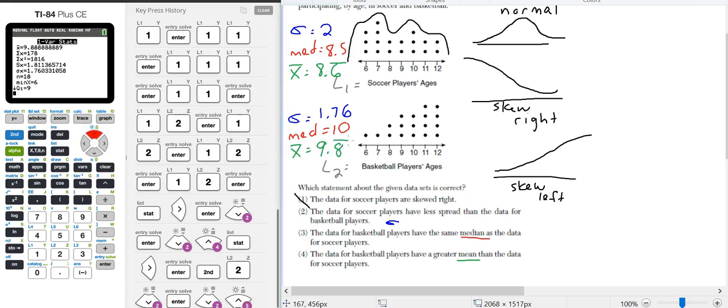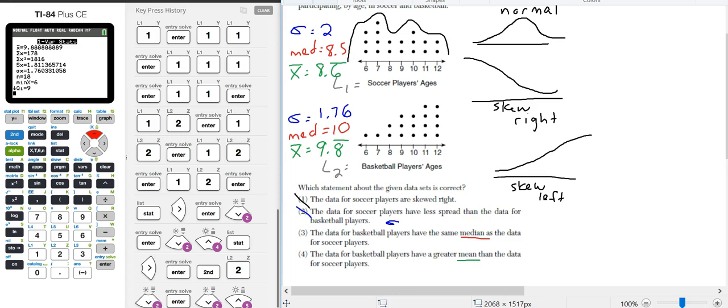And now let's go back to choices 2, 3, and 4. Choice 2. The data for the soccer players has less spread than the data for the basketball players. So that means that the data for the soccer players would have a lower standard deviation than the data for the basketball players. The standard deviation for the soccer players is 2. The standard deviation for the basketball players is 1.76. So since the data for the soccer players has a higher standard deviation, they have more spread than the data for the basketball players, and choice 2 cannot be the correct answer.